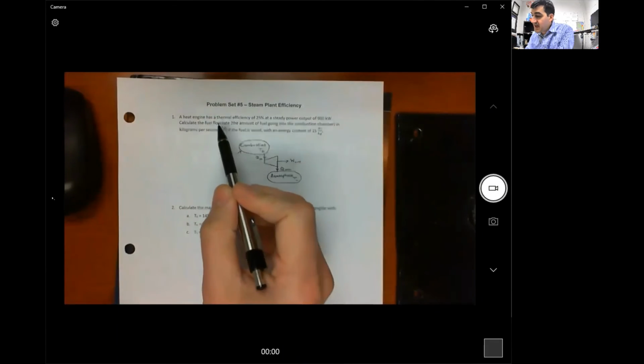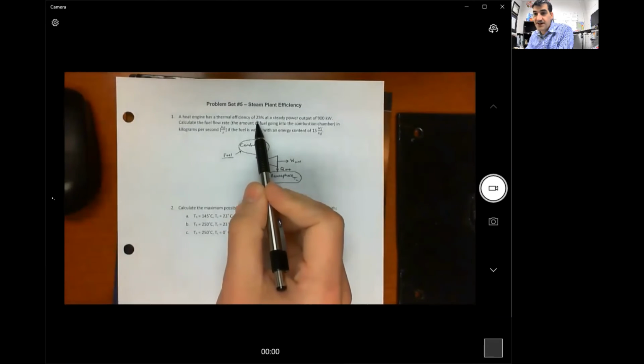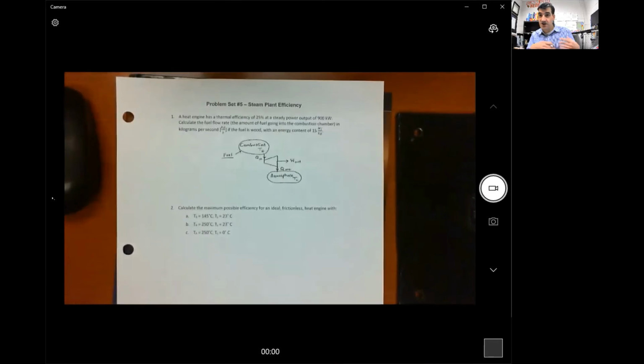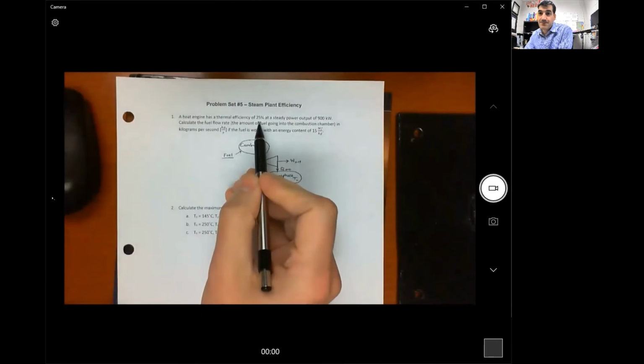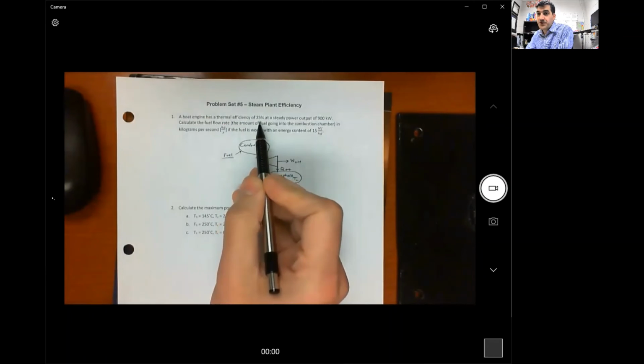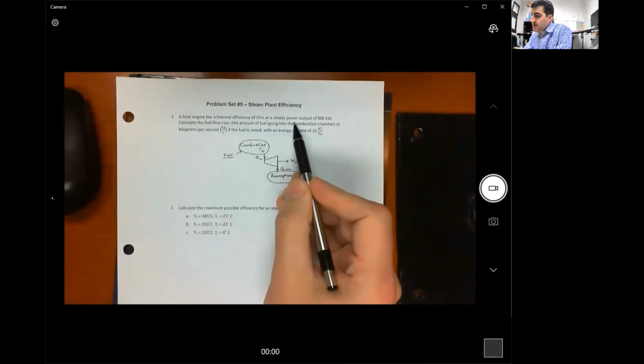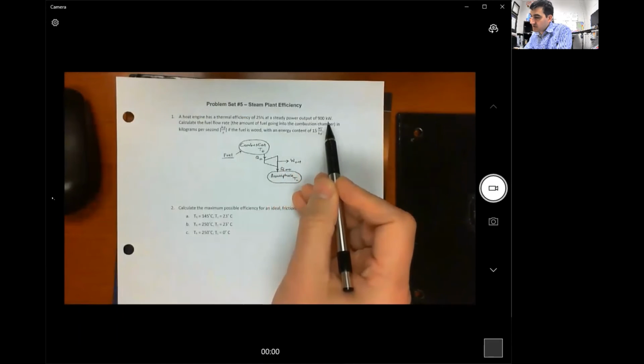And it says it has a thermal efficiency of 25%. So notice that doesn't say that it has a Carnot efficiency of 25%. It doesn't say that it's ideal or frictionless or anything. It says that it has a thermal efficiency of 25%. So it's operating with an actual efficiency of 25%.